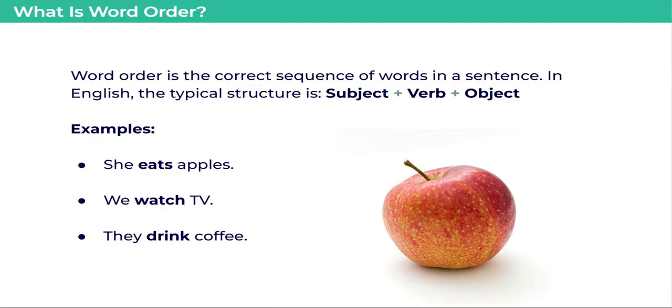So what is word order? Word order is the correct sequence of words in a sentence. In English, the typical structure is your subject, so your person that is doing the action, your verb, the action, and an object. For example, she eats apples. We watch TV. They drink coffee.